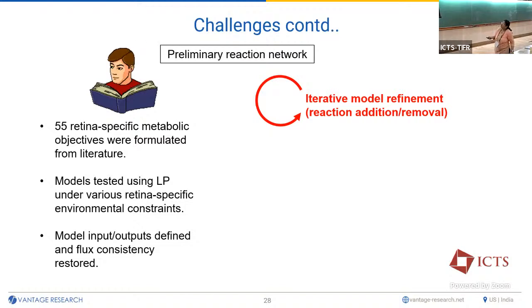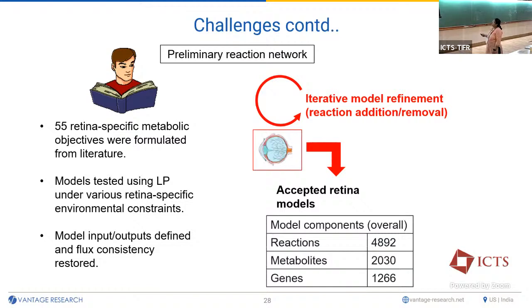And then we also used a lot of environmental constraints, basically nutrient media, under which these models were tested. A lot of iterations were done, and finally we ended up with models which are reasonably capturing whatever functions we asked them to perform as well as the data.